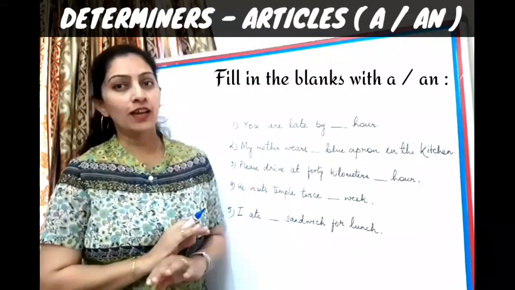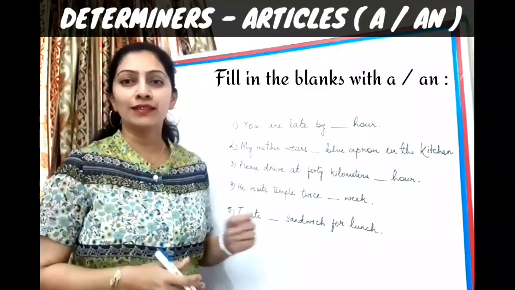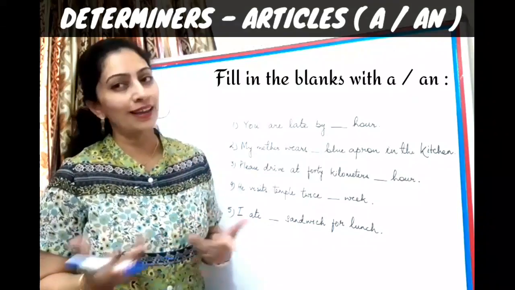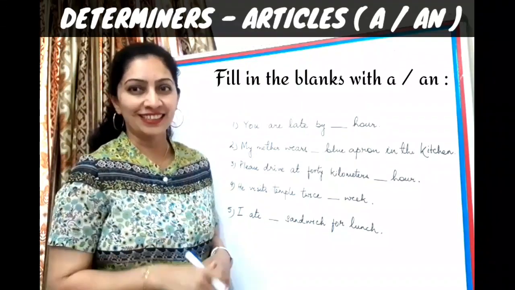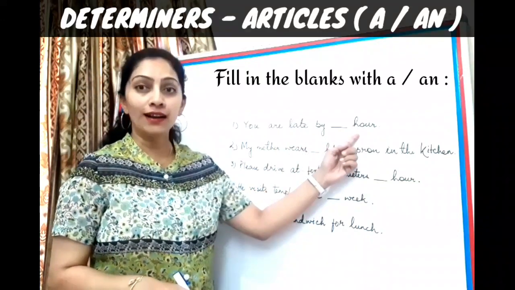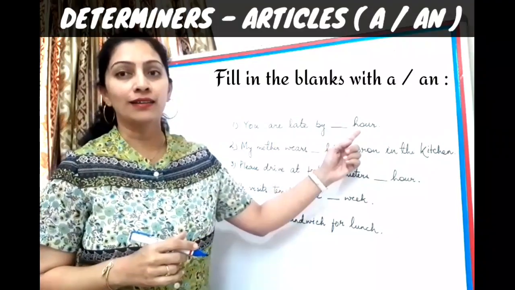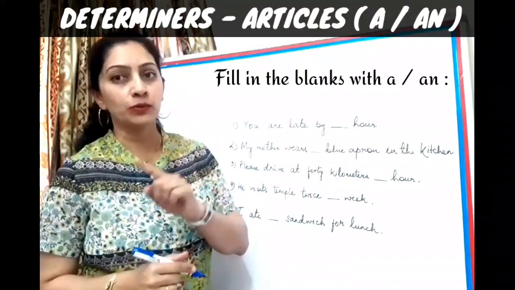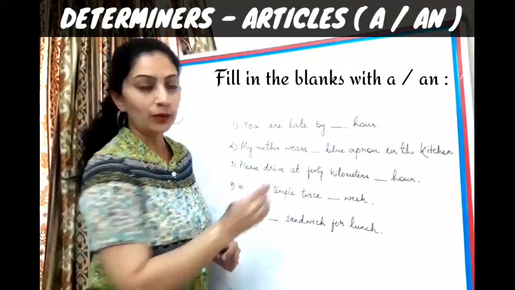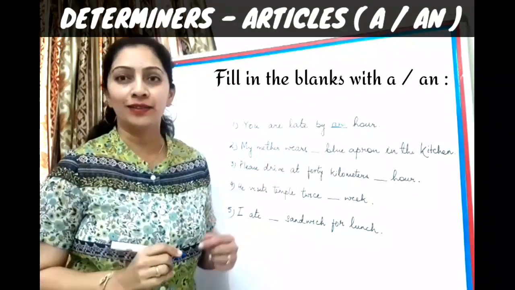Okay children, let's have a quick recap of what we did today in the form of a small exercise, just 5 sentences for you. I'll help you solve it. Let's start. You are late by dash hour. Okay, now here you have to look at the starting sound of hour. Although it's H, it has a vowel sound. So for vowel sound, we will write an, by an hour.